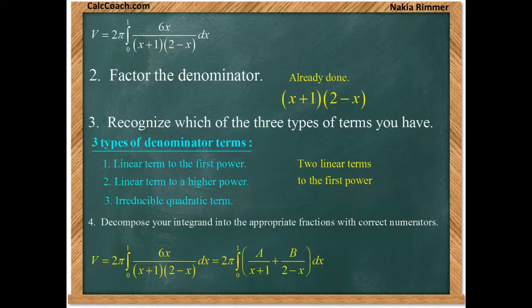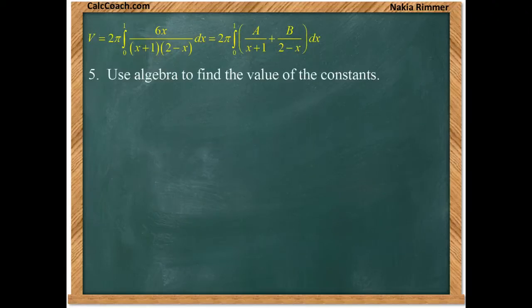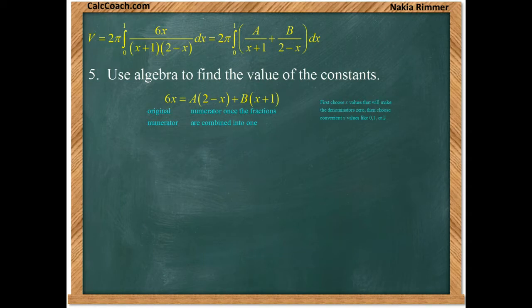So now we're ready to go chase down what a and b are. We're going to set up this fraction, multiply by the common denominator, basically multiplying by the parts that are missing. So a gets multiplied by 2 minus x and b gets multiplied by x plus 1. In the end, you should have the old numerator of 6x. So we're using algebra to try to chase down these constants. We have the original numerator. We have this new numerator, which comes from putting the fractions together. And the idea is to pick numbers that make your denominator 0. It kills the entire term, and you only have to worry about 1 or 2 variables.